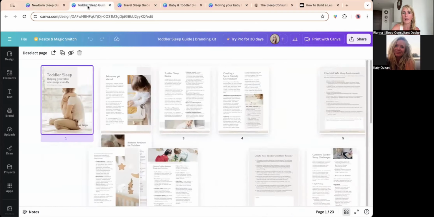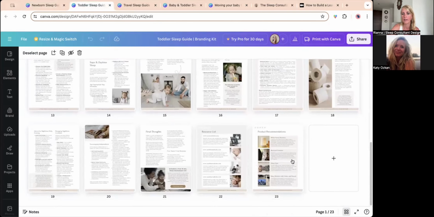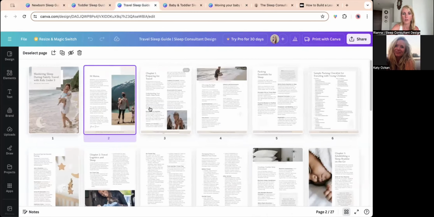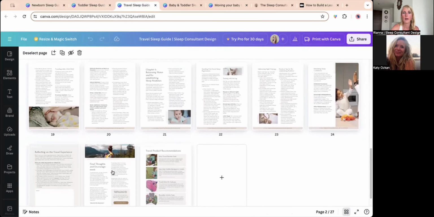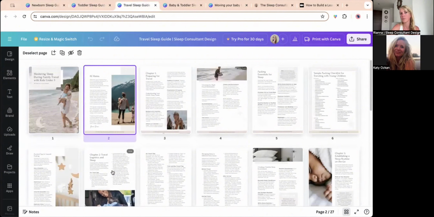So in these 3 guides, this is the toddler sleep guide. You'll see the call to action is schedule now. This is the travel sleep guide. You see the same thing. And scheduling a call has been for me personally the most effective, because that's what I want. I want clients to book a call with me.